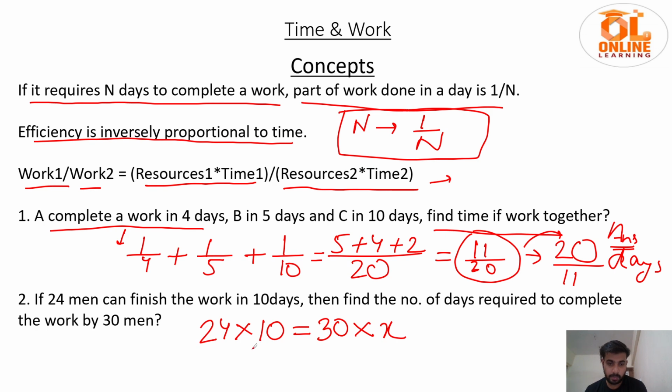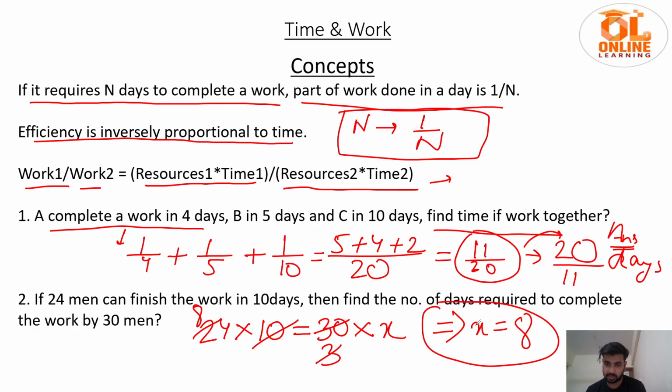So 10 threes are 30, 3 eights are 24. So x will be 8. So these questions are there for building your concept, so that you can solve the other questions. The final number of days required to complete the work by 30 men will be 8 days. 8 days will be the answer.